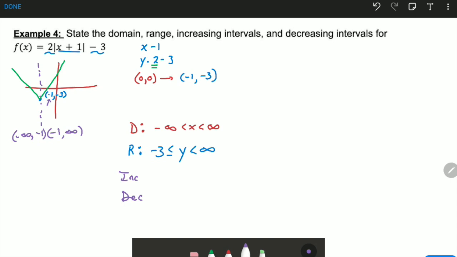Once we have the two regions, we just have to figure out which one is decreasing, which one's increasing. That's always from left to right. So as we go from left to right, the left side is going down, so that's the decreasing interval. And the right side is going up, so that's the increasing interval.